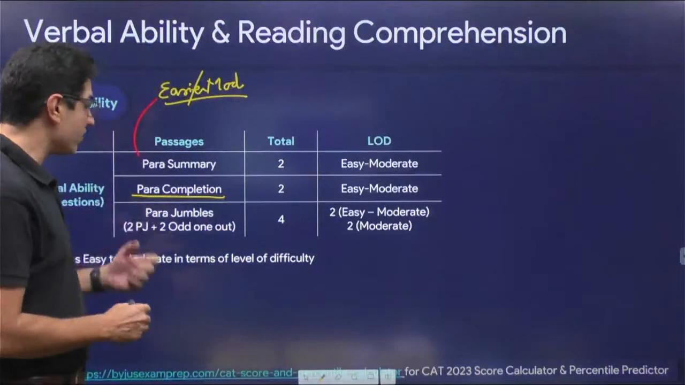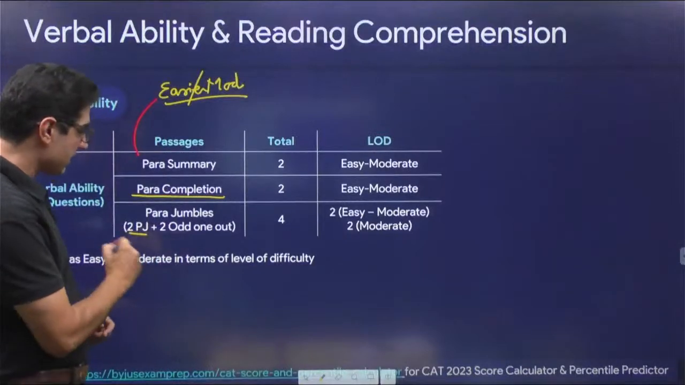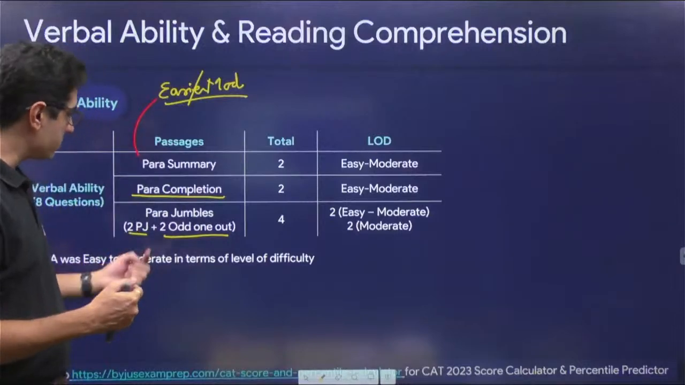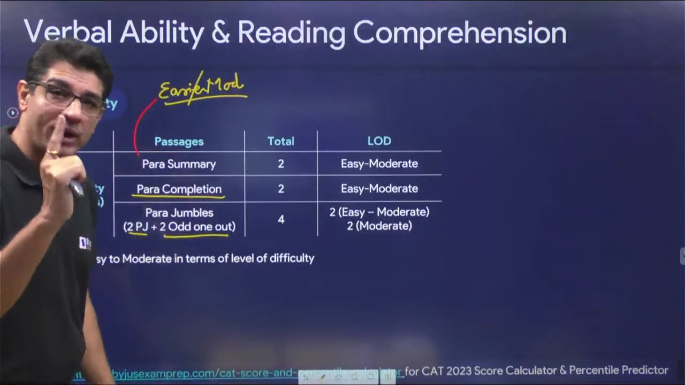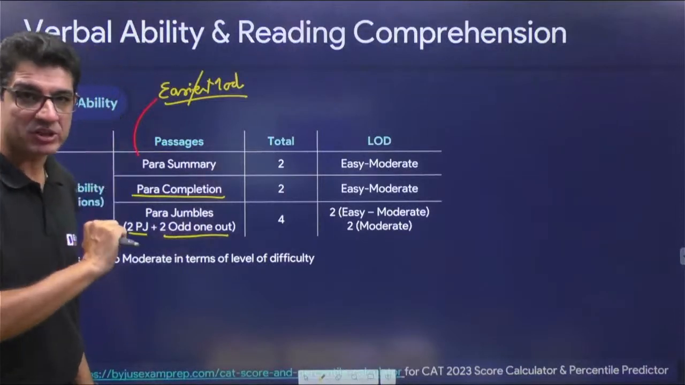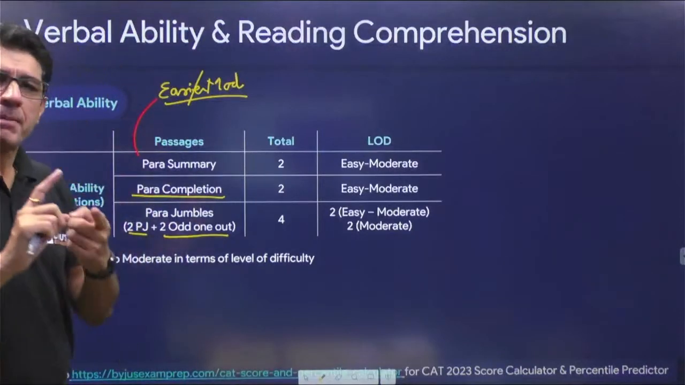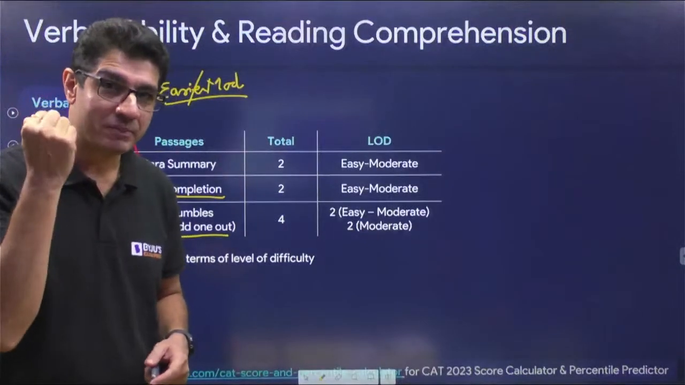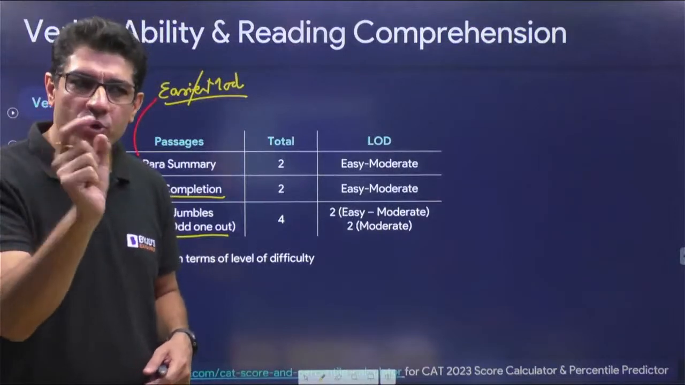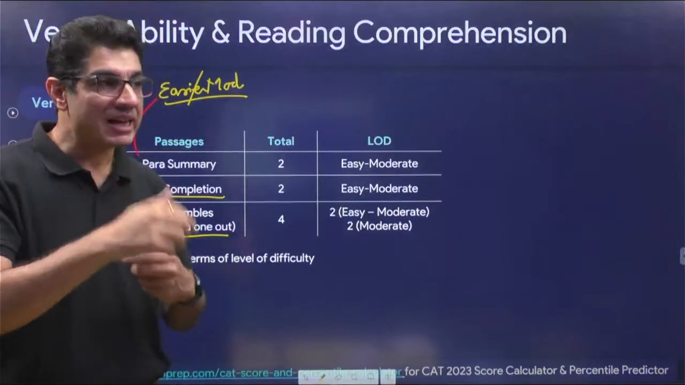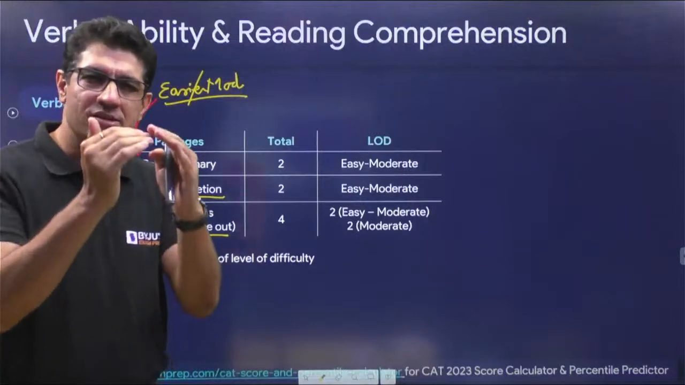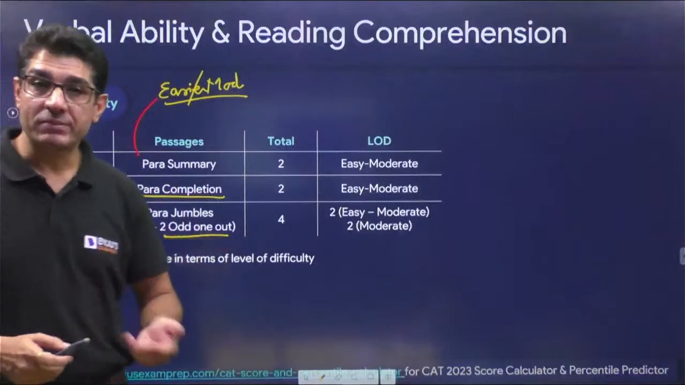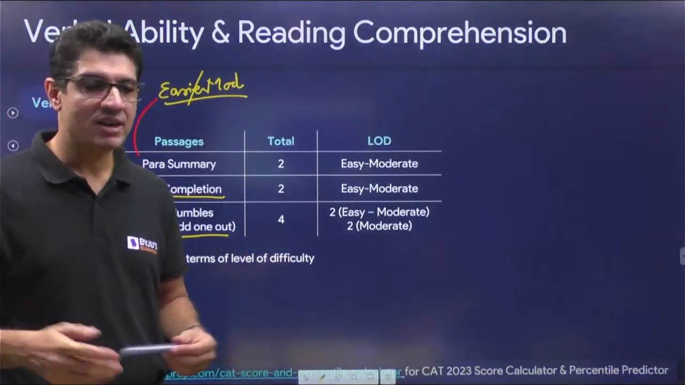Then we had 2 para jumbles and 2 paragraph odd one out. So paragraph odd one out made a reappearance at the expense of 1 para jumble question and 1 best summary question. Normally, para jumble and best summary questions are both relatively more time consuming. So in a way, purely by this shift, the time that you needed to spend on those 8 questions was reduced a bit.